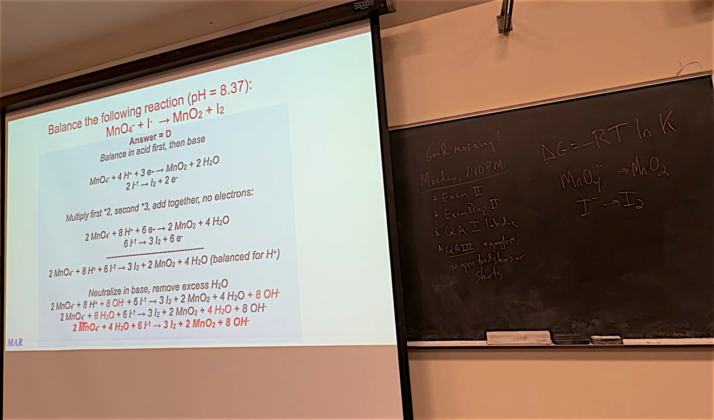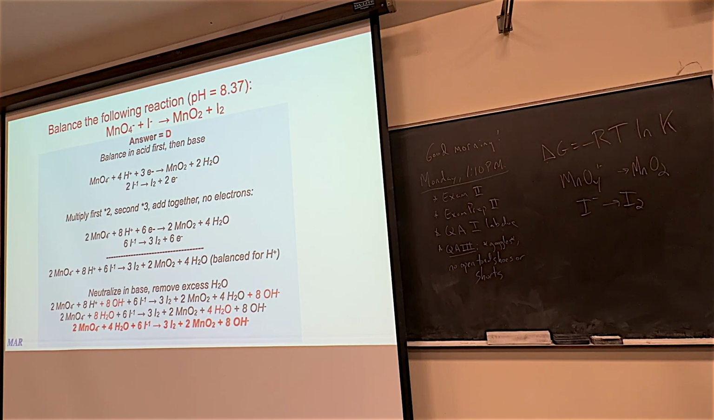There's no H plus going around. Hydroxide is cool in base. I've got water. Everything's good to go. Now, that's my longer way of doing it. If you can do it straight with hydroxide and water, it is simpler.